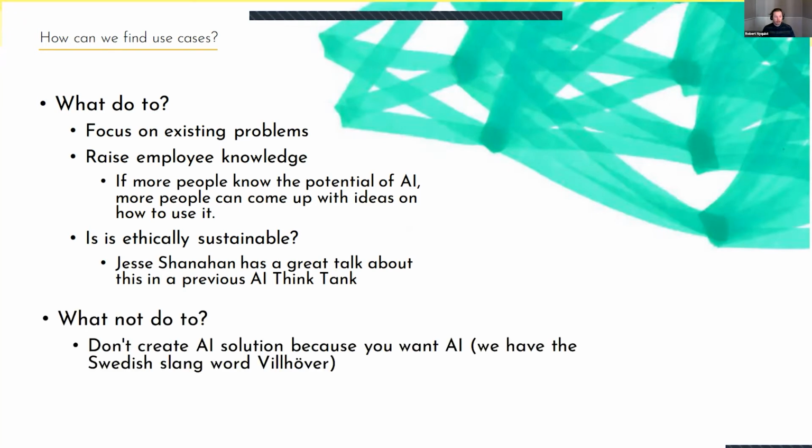And what not to do, the most important one: do not create AI solutions because you want AI. I said that from my first day as a consultant, and I thought that I would have to stop saying it, but I still say it on a quite frequent basis. We in Sweden have the Swedish slang word "villhöver," when you want something so bad that you argue that you need it, even though you actually don't need it. I, as an outdoor person, tend to want to buy new gear for being in the outdoors, hiking or something. And I want it so bad that I start to argue why I need it, even though I don't at all. And it's the same with AI. If you have to argue that you need it very hard, then you probably don't need it.